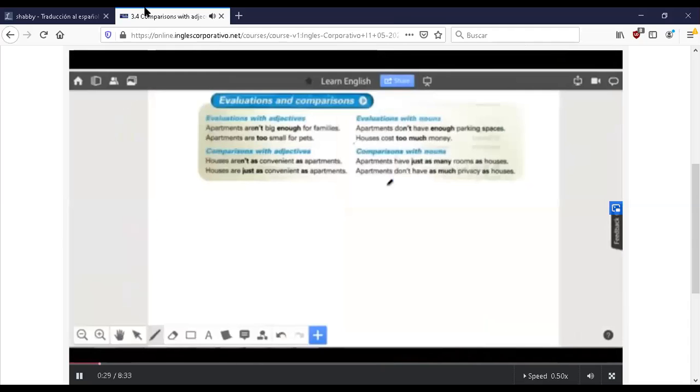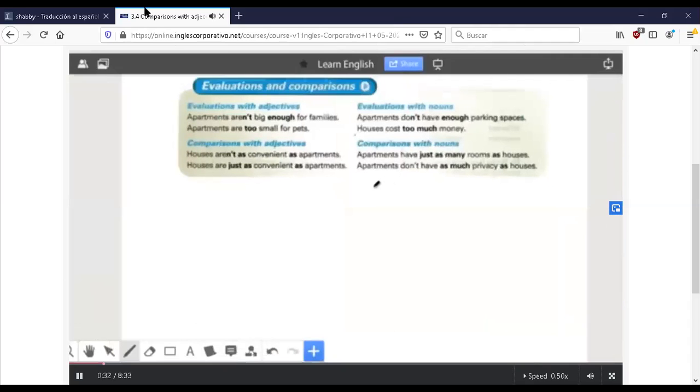In this class, we're going to learn how to make comparisons with adjectives, and we're also going to learn how to make comparisons with nouns. And what do I mean by adjectives? Well, if we look at the adjective convenient, and what do I mean by nouns? Well, if we look at the noun rooms or privacy, that's what I mean by adjectives and nouns.